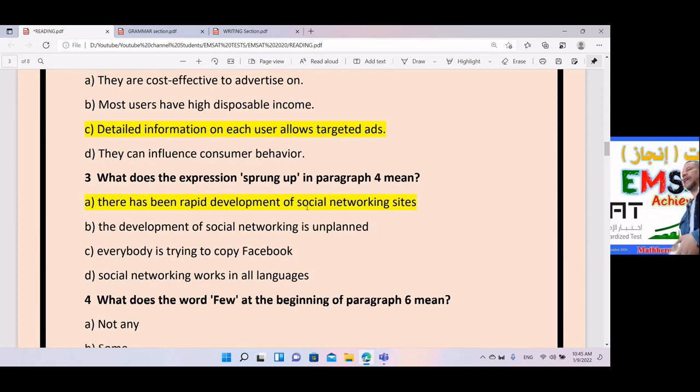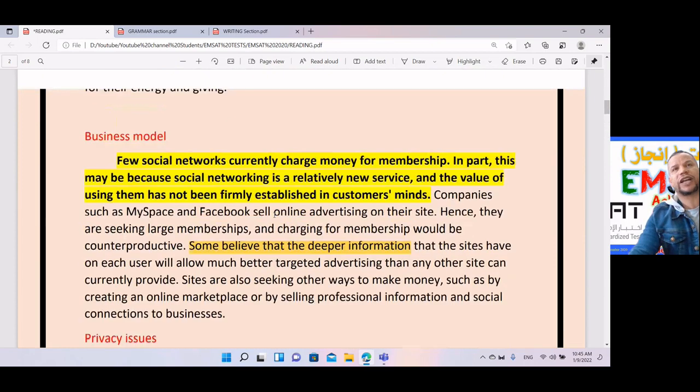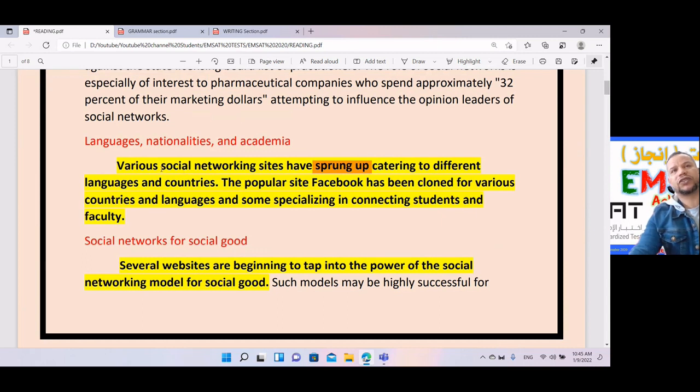You have to know the meaning of spring up first, or sprang up in the past participle first, then you can know that. The meaning of spring up or sprang up here in paragraph 4 is: various social network sites have sprung up catering to different languages and countries. The meaning will be in the next sentences. Popular site like Facebook has been cloned for various countries and language, and some specializing in connecting students and faculty. So sprang up means spread, means overall, means show, means illustrates, and so on. So this is the meaning.